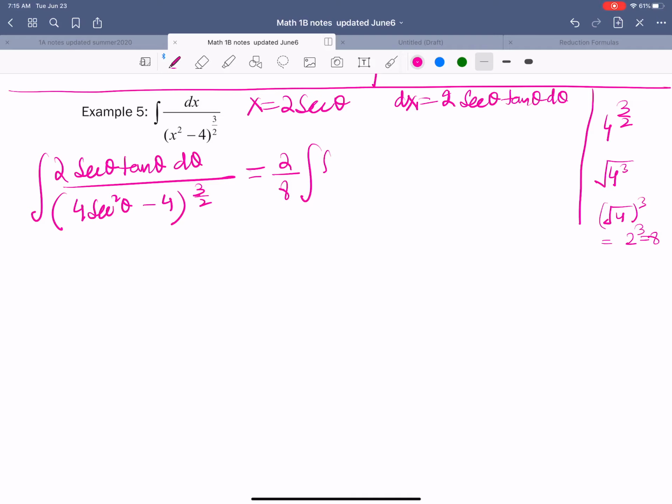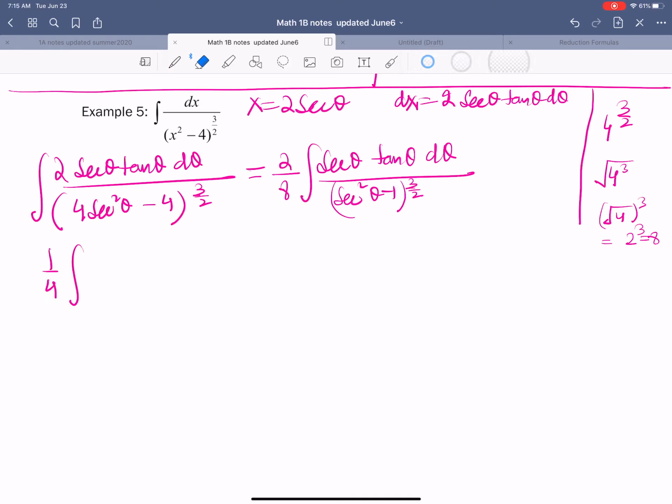And this integral, I have secant theta tangent theta d theta divided by secant squared theta minus 1 to the power 3/2. Okay, now 2/8 can be written as 1/4 secant theta tangent theta d theta divided by secant squared theta minus 1, which is tan squared theta. So this is tan squared theta to the power 3/2.